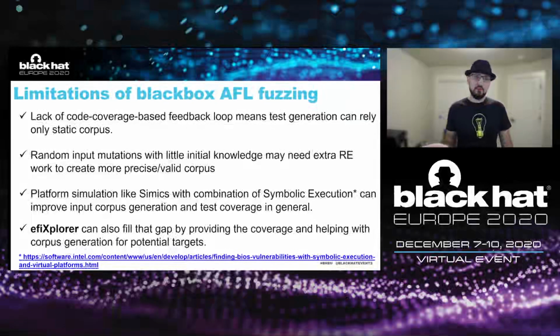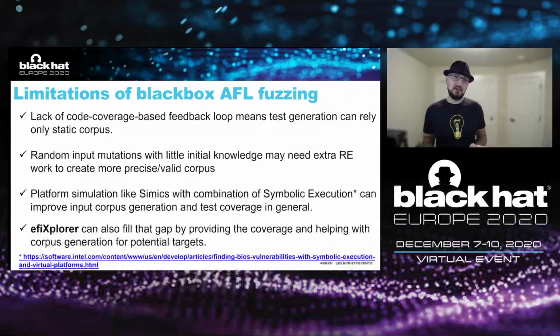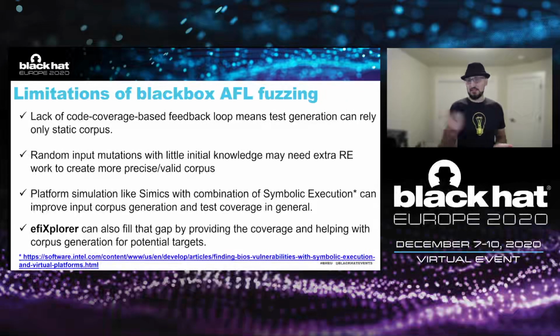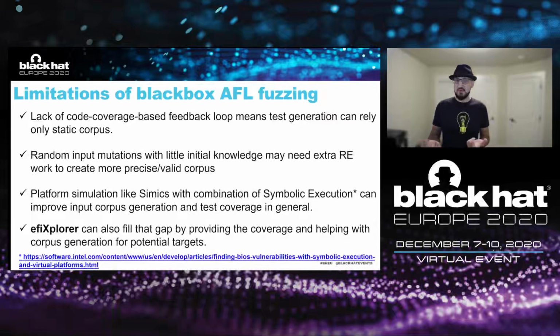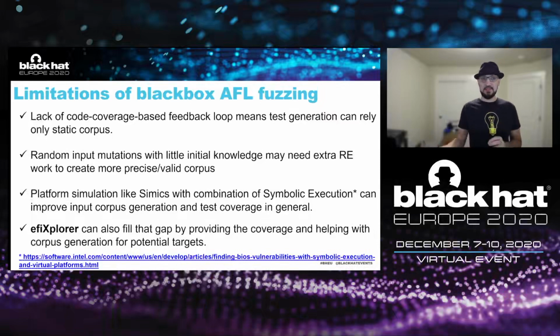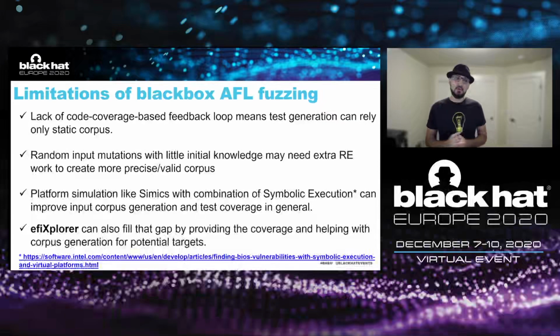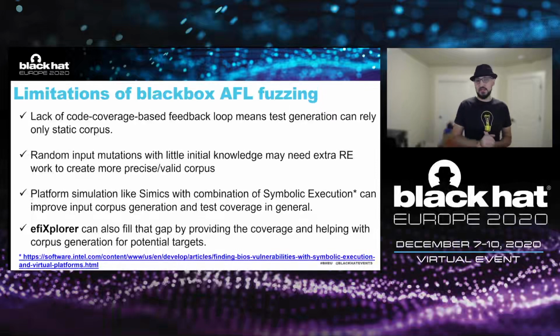But if we talk about fuzzing, think about the limitations of black box fuzzing of a file. Basically, we have code coverage based on a feedback loop with a very limited static corpus. And of course, random input mutations have only initial knowledge and may need extra reverse engineering work to create a more precise and valid corpus, which can actually be covered by efiXplorer.